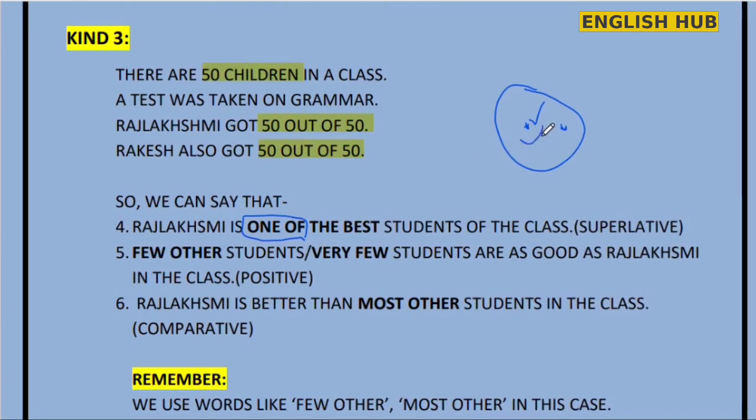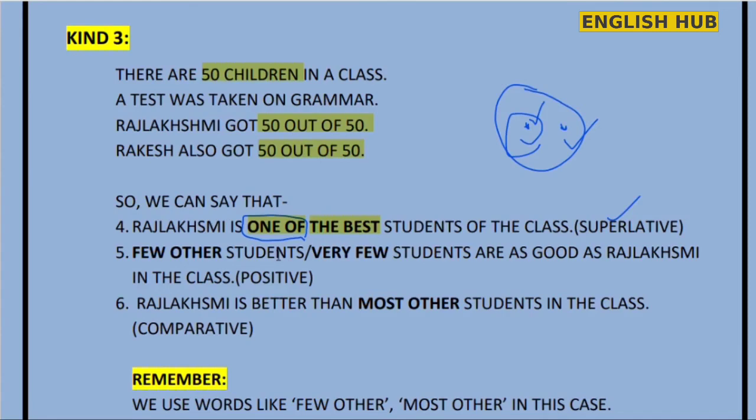She is not the only best. She is one of the best because there is another one like her. So she is one of the best. In case of superlative degree, you must remember that we have to write one of the best. We have to use one of extra.